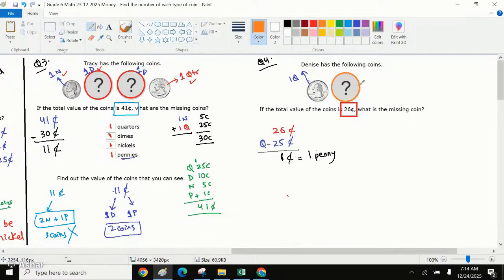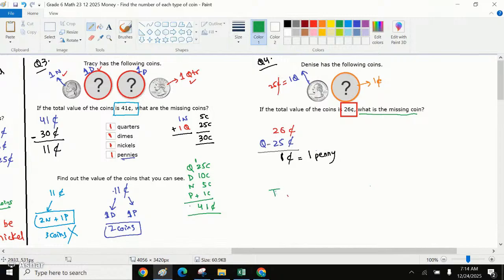25 cents plus 1 cent, right? This was 25 cents. So 25 cents plus 1 cent would be 1 penny. That means the missing, what is the missing coin? So we need to give our answer in the statement because they are asking the statement over here.